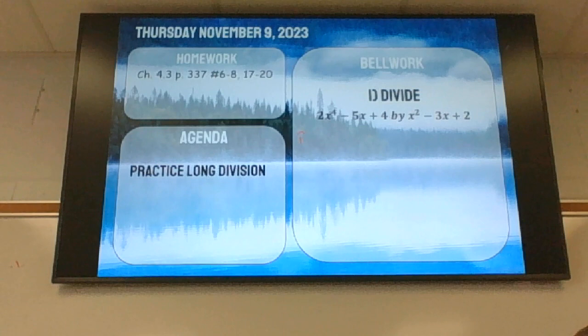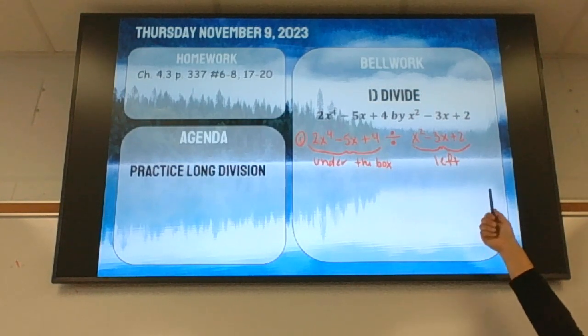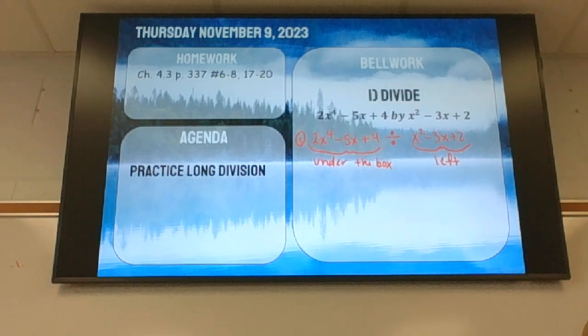So let's say that the question was 2x to the fourth minus 5x plus 4. You know, that's how it's written in your book with the divide sign. This little guy belongs on the left side, and this one goes under the box. So it's kind of like they swap, okay? This one goes to the left, and that one goes under the box.